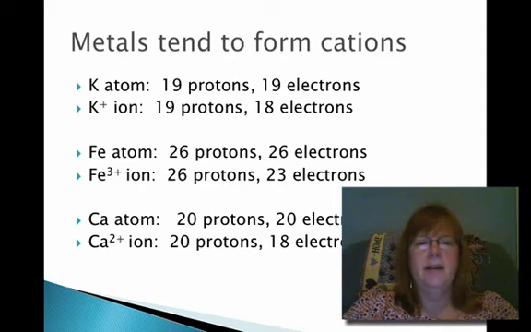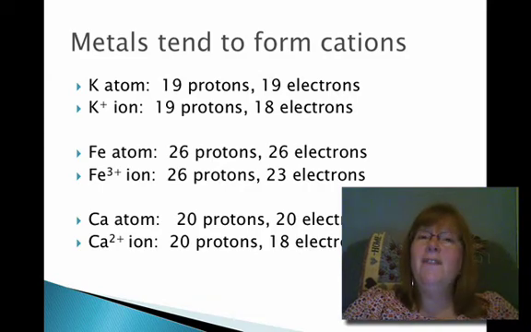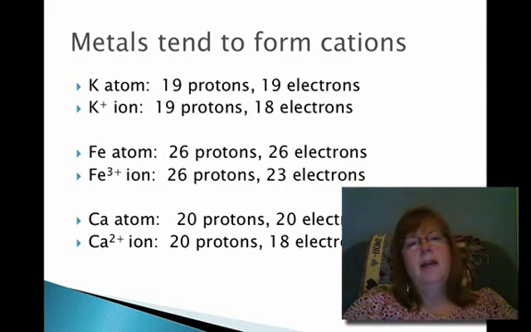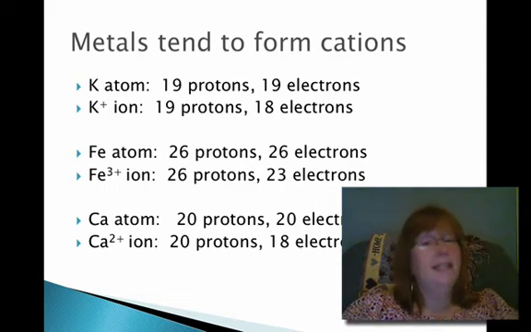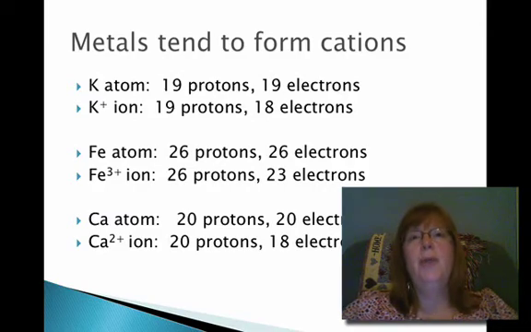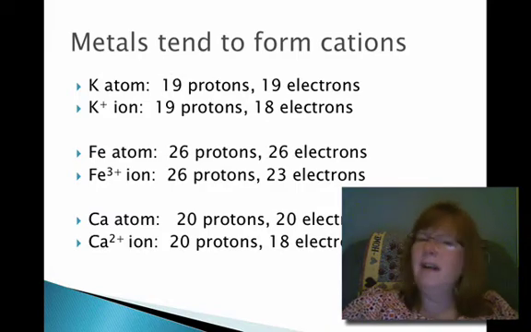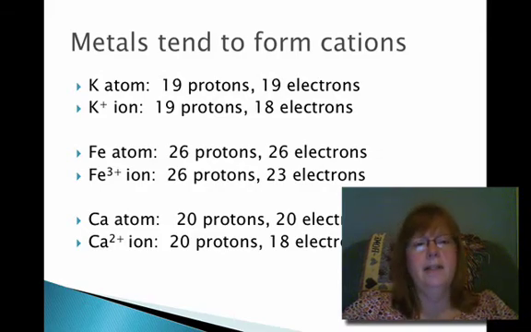Let's look at iron. The iron atom has 26 protons and 26 electrons, but it can form a cation with a +3 charge. Well, that means it still has 26 protons, but it lost 3 electrons. That's why it has a +3 charge. So we don't have 26 electrons now, we have 23 electrons.